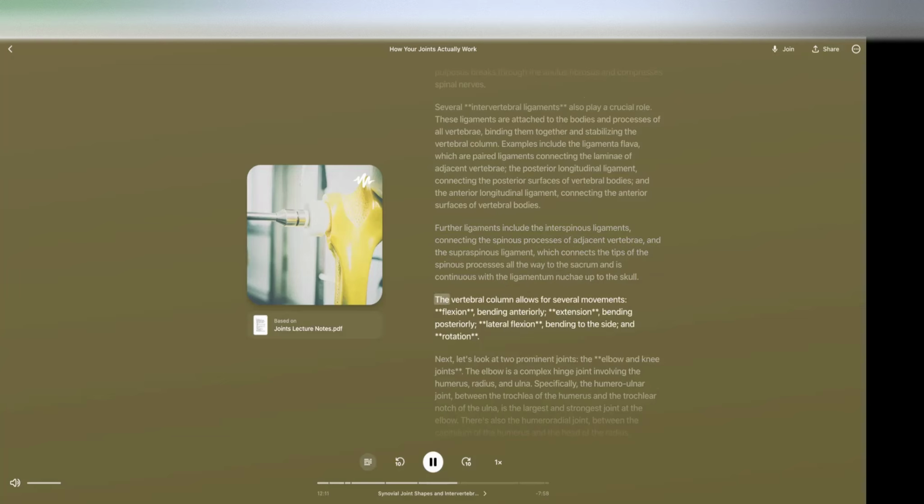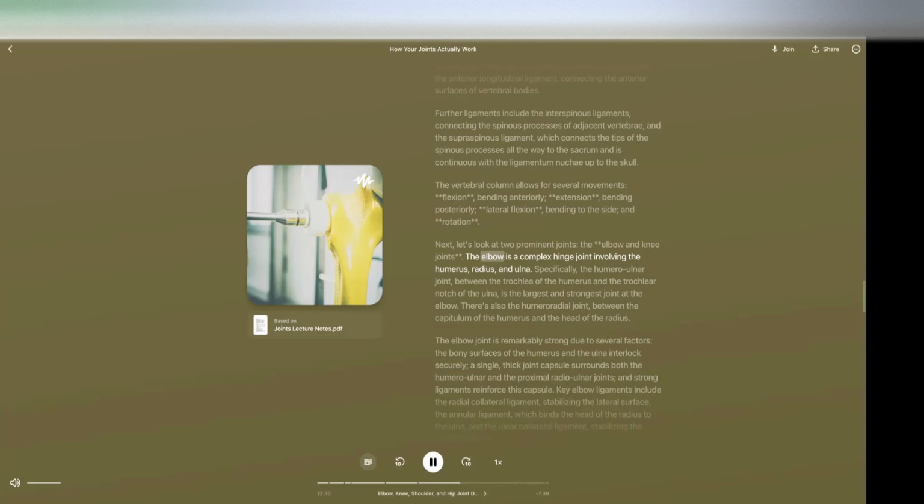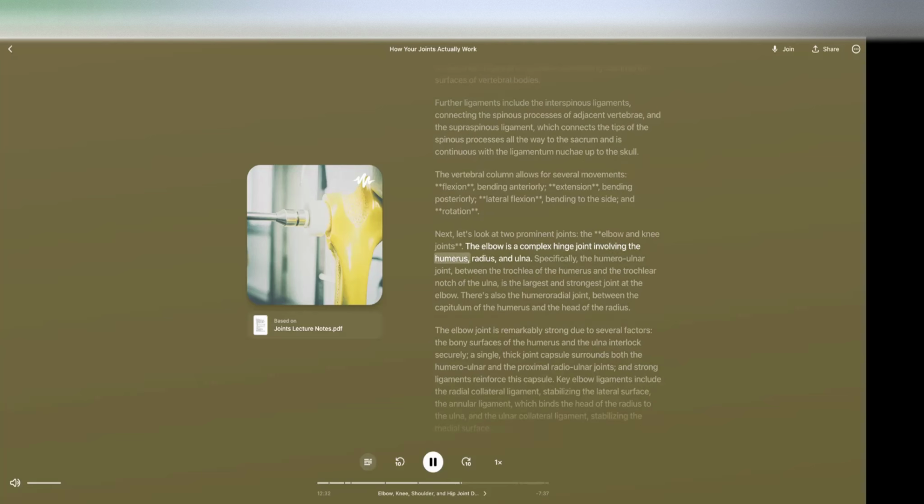The vertebral column allows for several movements: flexion, bending anteriorly; extension, bending posteriorly; lateral flexion, bending to the side; and rotation. Next, let's look at two prominent joints, the elbow and knee joints. The elbow is a complex hinge joint involving the humerus, radius, and ulna. Specifically, the humero-ulnar joint between the trochlea of the humerus and the trochlear notch of the ulna is the largest and strongest joint at the elbow. There's also the humero-radial joint between the capitulum of the humerus and the head of the radius.